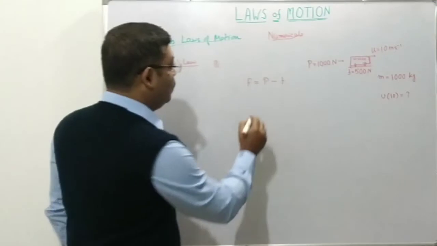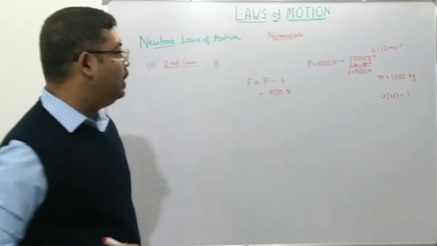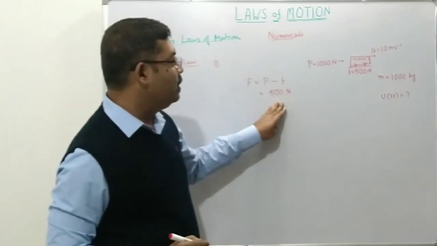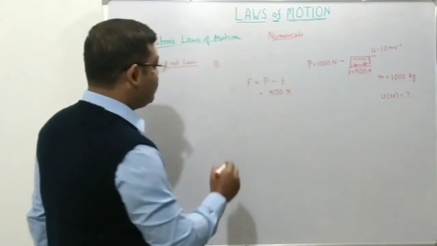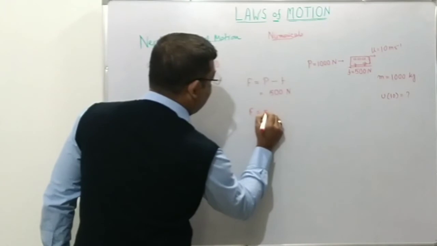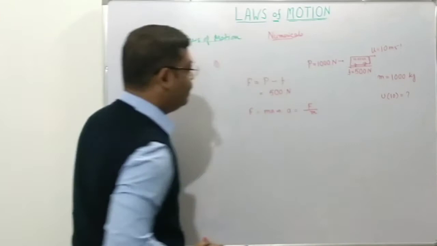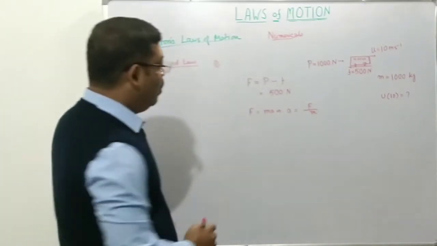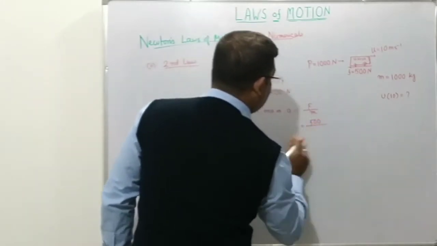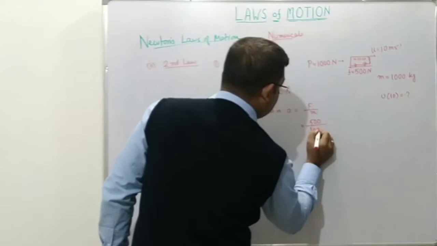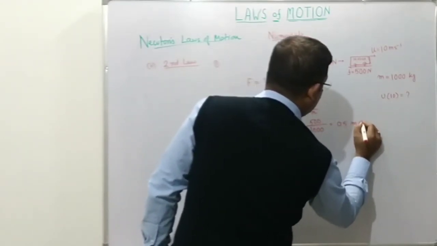Right? So we have 500 Newton. Now what do we do with the force? When we apply a force on an object, it will accelerate. So what is going to be the acceleration that is produced? F is equal to ma will give us a equal to F by m, which is equal to, force is 500 Newton and mass was given to be 1000 kg, which will give 0.5 meter per second square.